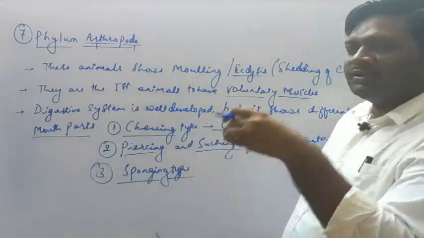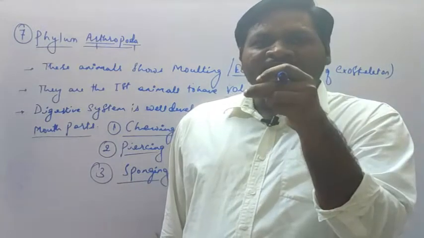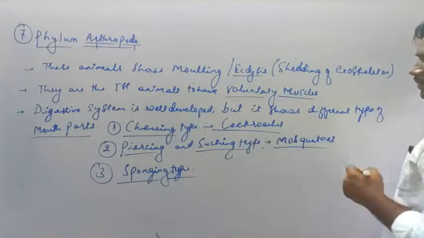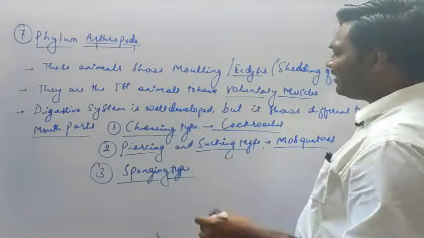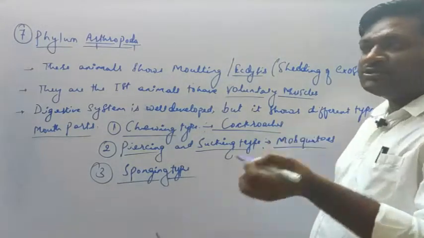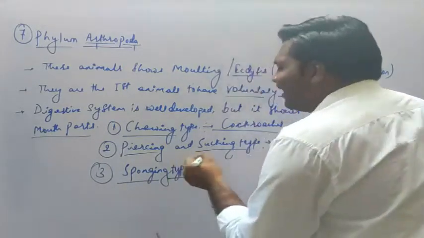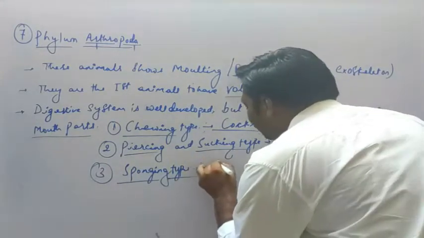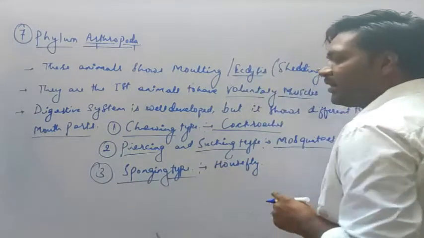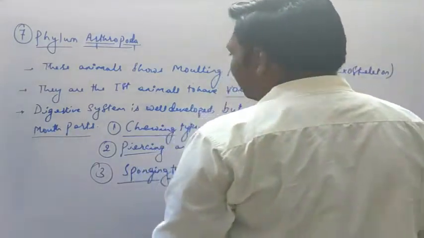Okay, so mosquito, what do they do? They bite, in the sense they insert a needle-like structure into our body, that is called piercing. Okay, and they will suck the blood. So such type of mouth part is seen in case of mosquitoes, and mosquitoes are also insects. They are also having the jointed appendages. The next, sponging type. It is seen in case of housefly. Okay, so these are the different mouth parts which are seen in different types of arthropods.